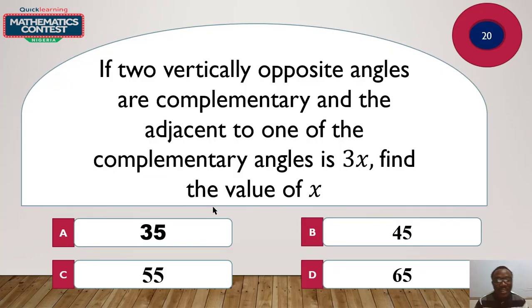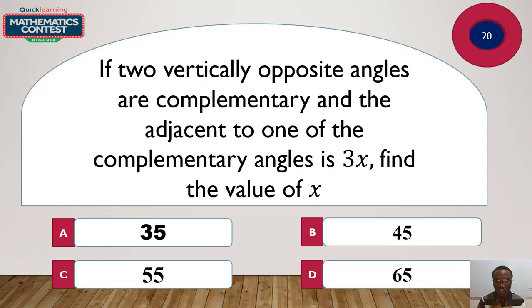Correct, time's up. Okay, now let's see it. We know vertically opposite angles are equal. And now we are told that these two vertically opposite angles are complementary. So it means they are 45, 45. So the other angle that is adjacent to one of the 45 is 3x. And you know, adjacent angles are angles that form, in this case, a straight line.